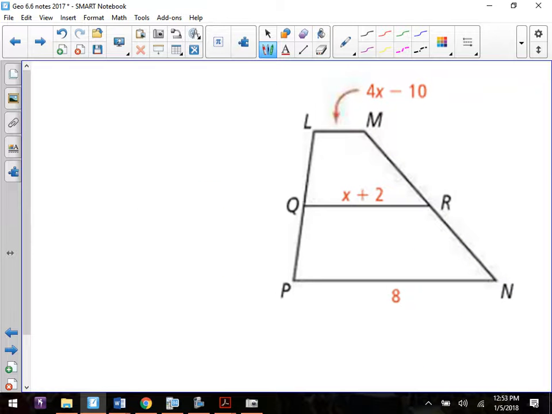For example, we have more stuff to write. We still haven't talked about kites, but we'll do some problems real quick for this segment, and then go back into kites. What we're going to do here is solve for x, and then also solve for the missing segments.